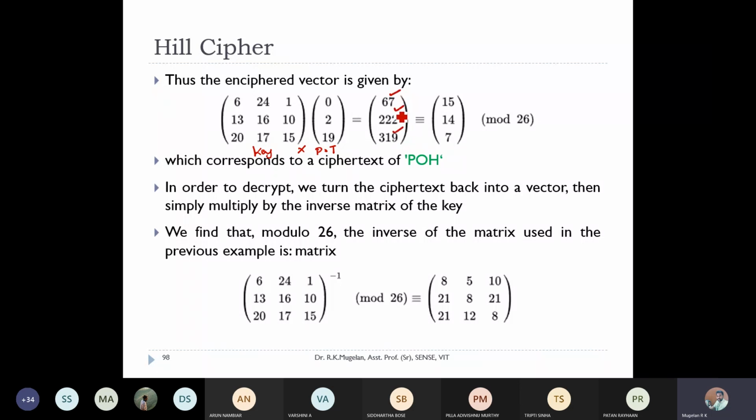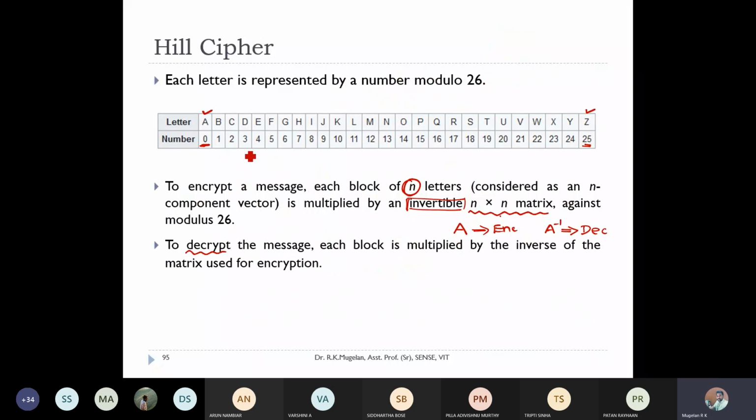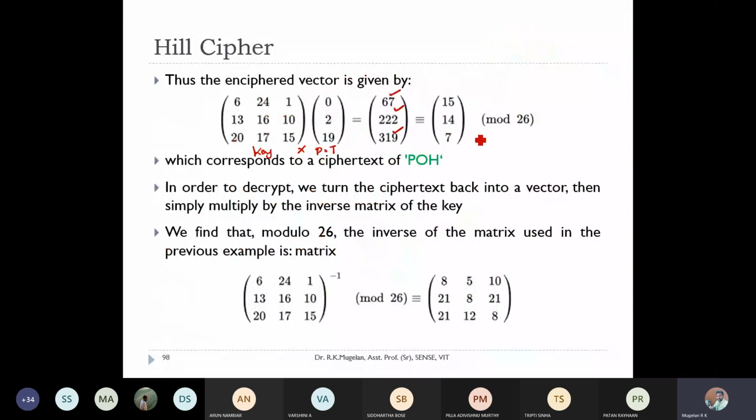So we can't find the equivalent replacement in the lookup table, which is from 0 to 25. So this entire matrix which we got will undergo a modulo operation with 26. So we take 67 mod 26, and I get 15. 222 mod 26, I get 14. 319 mod 26, I get 7. Then you find the respective alphabets positioned at the 15th position, 14 and 7.